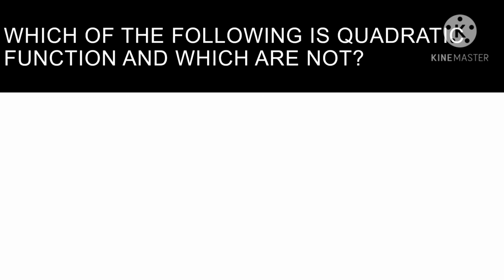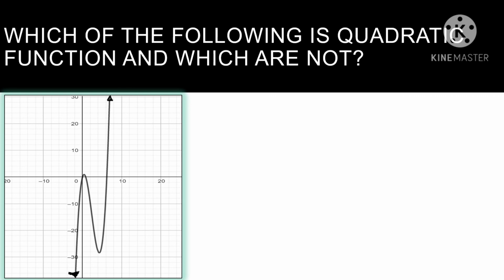Okay, so which of the following is quadratic function and which are not? So the first one. This one is not a graph of quadratic function. Okay, because as you look at the graph, it does not look like a letter U, right? So it curves, it's down and it's up. So this is a graph of maybe a cubic function. So therefore, this is not a graph of a quadratic function.